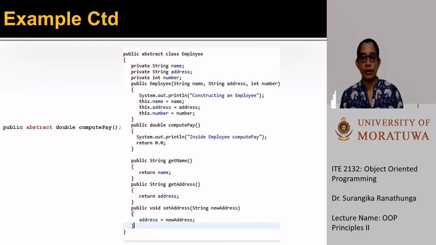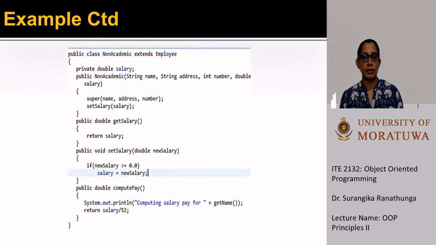Remember, for interfaces, we don't have to add the abstract keyword because by default, when you write a method signature, it is considered abstract. But in an abstract class, you have to specifically say it is an abstract method. So now, a subclass, the non-academic employee.